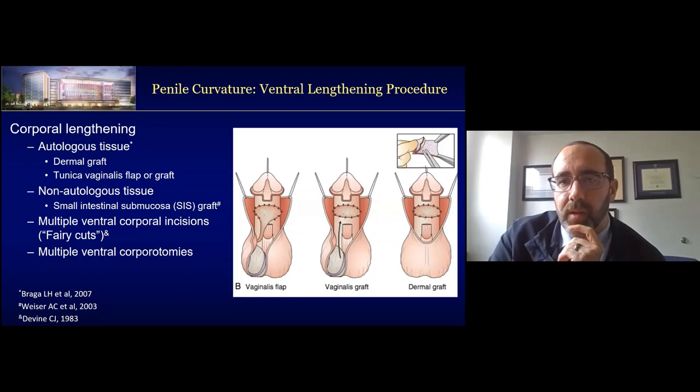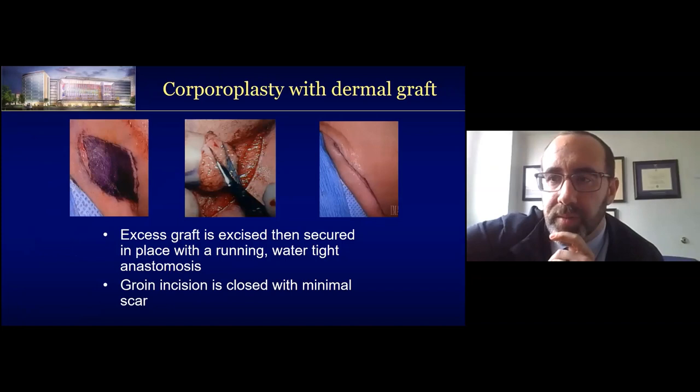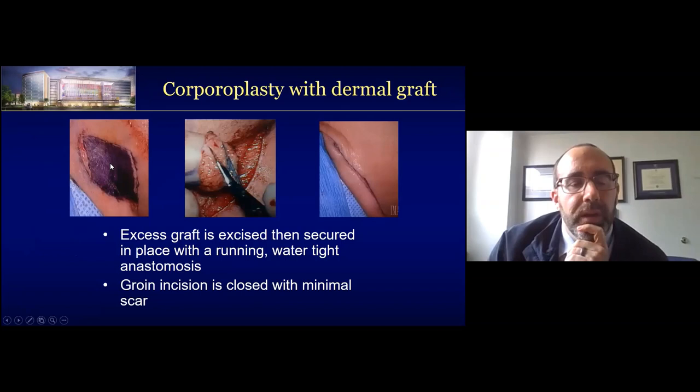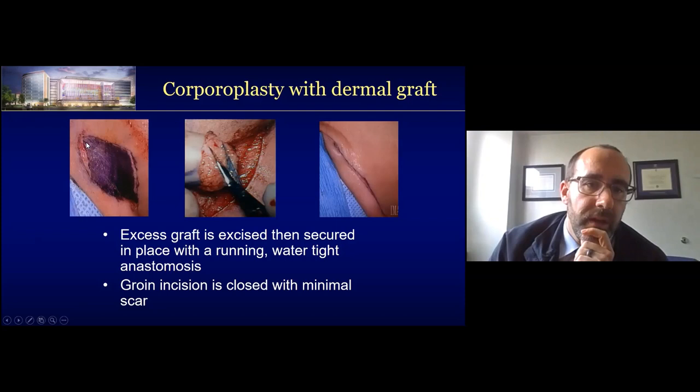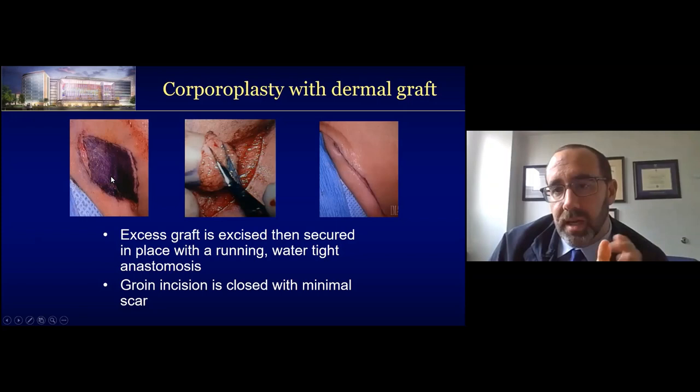Here we just have a few pictures from the operating room of doing a dermal graft. On the far left panel, you've already measured the defect in the corpora that you're going to fill. Then you make this elliptical incision all the way down through the dermal layer. The pigmented part you just excise, so you can get rid of the epidermal layer. Then underneath, you're defatting this graft, and that leaves you with the dermal layer.